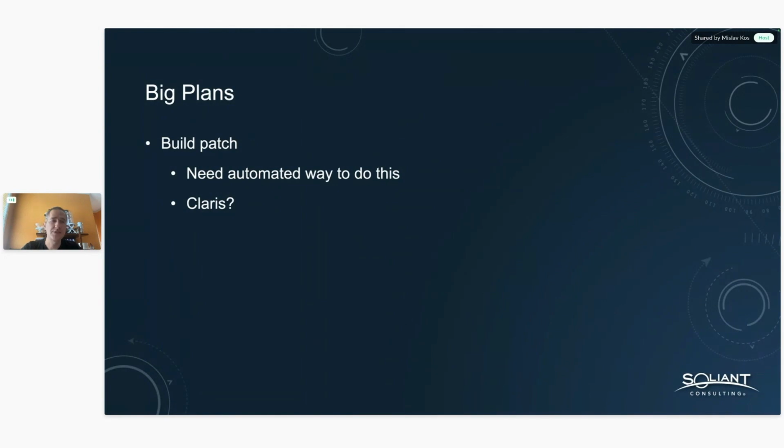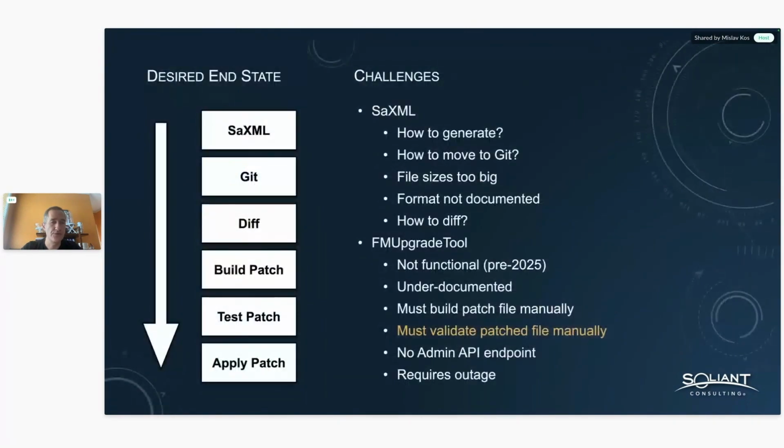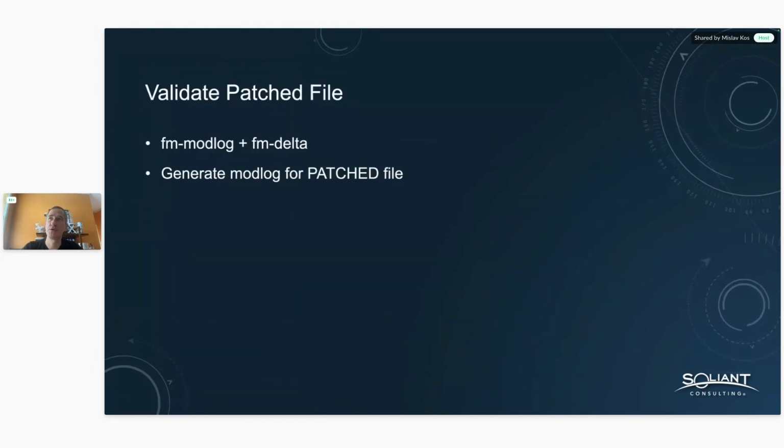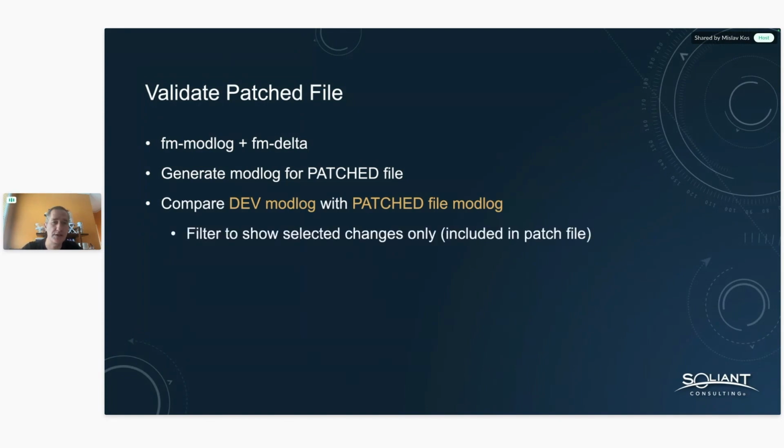So once the patches are built, we then need to validate the patches to confirm that they're working as we think they should be. And I think we can do this by using some of the pieces that I already described, in particular, the modification log and the delta. So the steps would be, we generate a mod log for the patched file, and we compare it to our dev mod log. And in particular, we filter those comparisons to show only the changes that we selected to include in the patch file. And if we don't detect any differences, then I think it's safe to say that the patch worked, because it applied the things that are in the patch correctly to the target file.